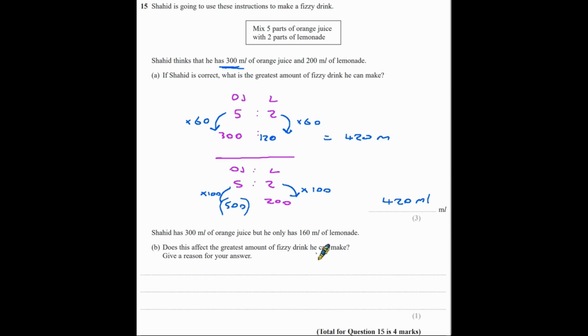Part B. Shahid has 300 ml of orange, but he has only 160 ml of lemonade, and we've been asked, does it affect the greatest amount that he can make? And the answer, quite simply, is no. He only needs, and that's what you would write, he only needs 120 ml of lemonade to make the maximum amount.